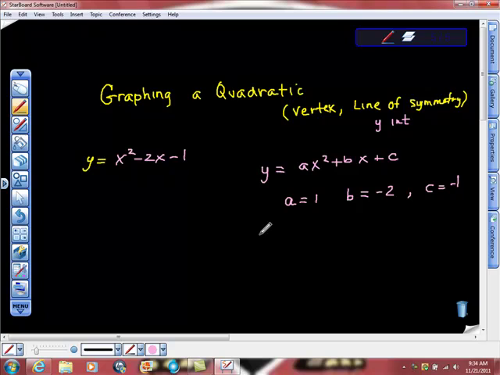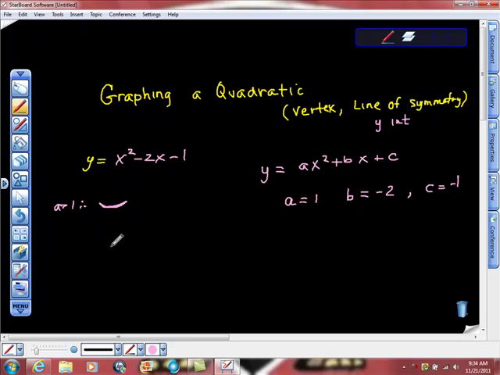So we're just going to collect some stuff that we know. First thing we know is that if this a value is positive, it's going to have a shape like this, right? It's going to be concave up. So that's from a, right? A is greater than 0, therefore we get this shape, don't we?